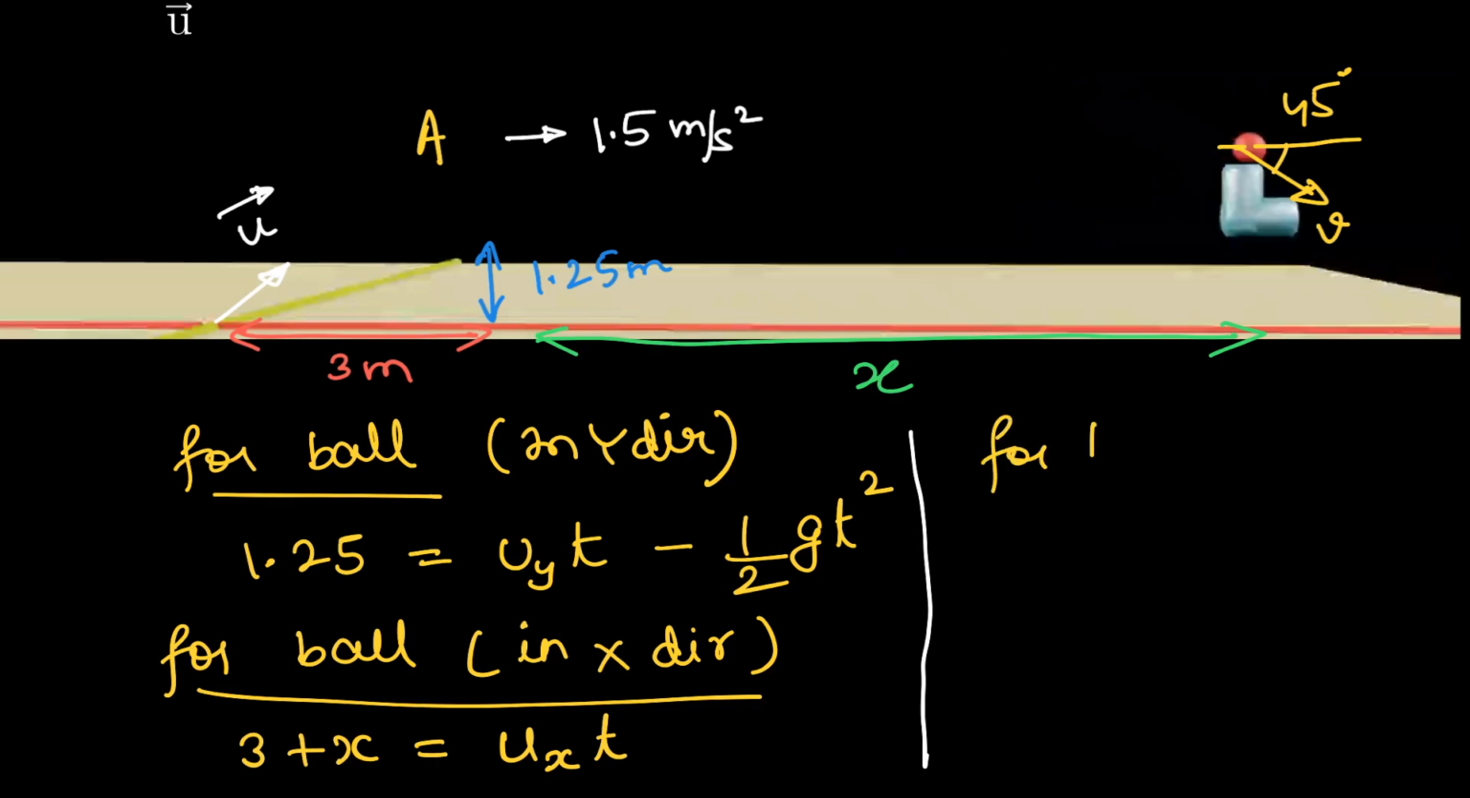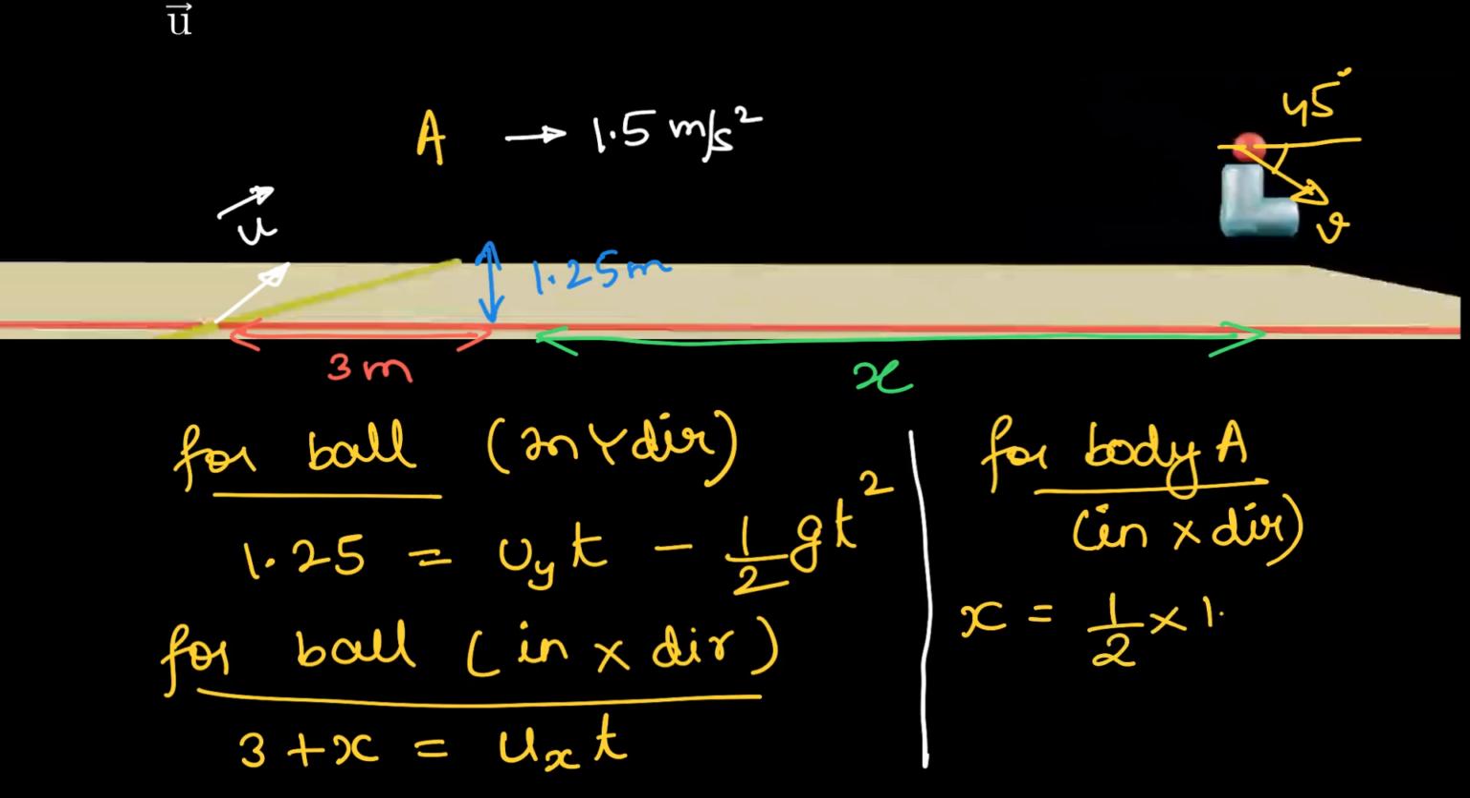For body A, its displacement is what here? Its displacement is only x in x direction. So for body A in x direction, we can write displacement as x equals to half into 1.5 into t square. So we have, this is one equation, this is second equation, and this is third equation.